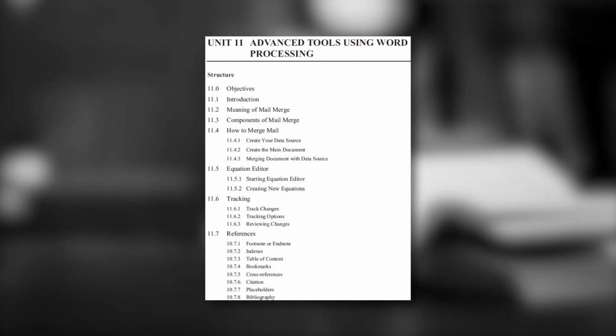Already we have talked a lot about working with word processing and the basics of word processing, and now we are emphasizing how we can use the software utility of Microsoft Word. If you see this screen, today we will talk about the meaning of mail merge, components of mail merge, and how to merge email. Then there are equation editors, then tracking and references, how we are going to cite or use the bibliography and other things.